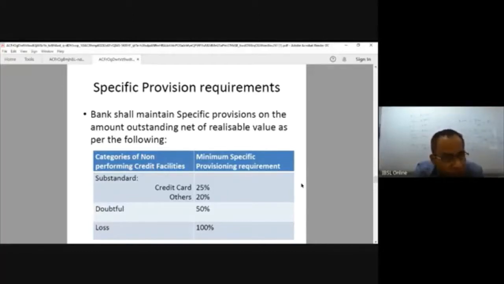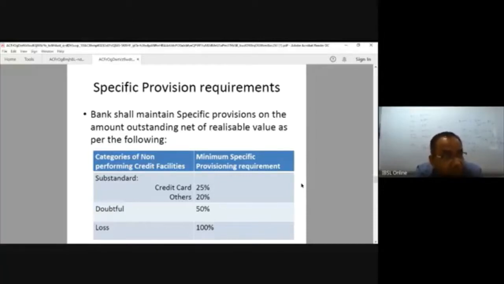If it is doubtful, if we look at 4 categories: SMA, substandard, doubtful, and loss. So SMA you are not going to provide, but if it is substandard, the credit card 25% and then others 20%. If it is doubtful, 50% provision is needed. If it is loss, 100% provision is needed.